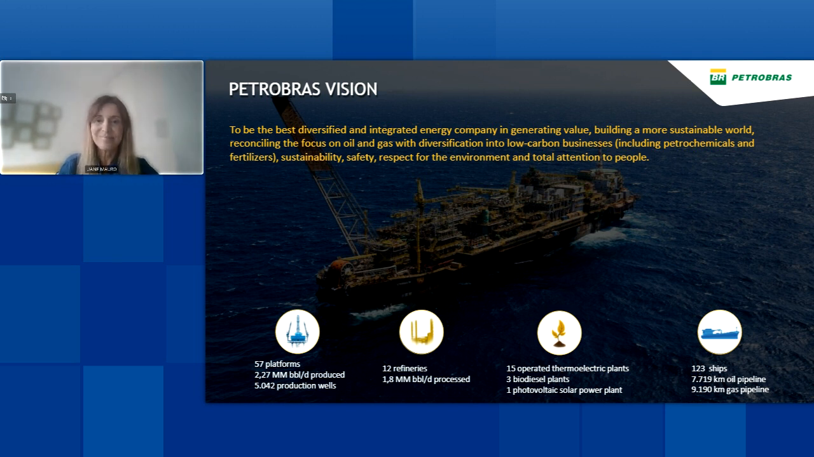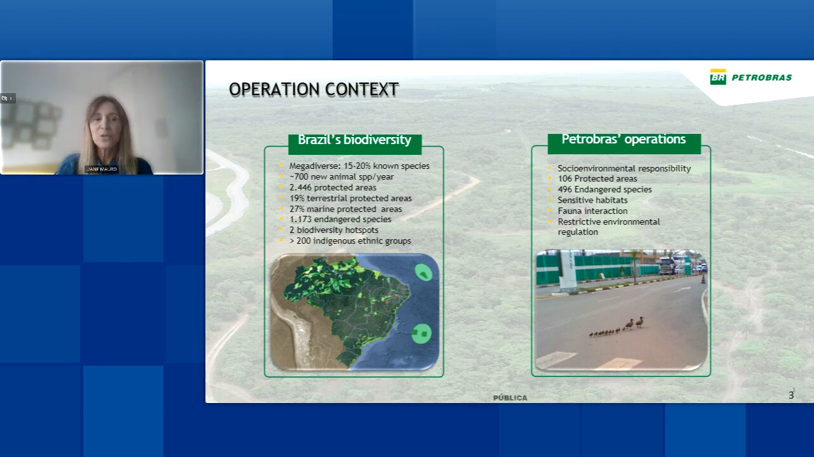So as you may know, Brazil is the most biologically diverse country in the world, and most of Petrobras operations occur in Brazil. We are a mega diverse country. We have over 700 new animal species being described each year, and thousands of protected areas that comprise 19% of our territory and 27% of our marine areas.